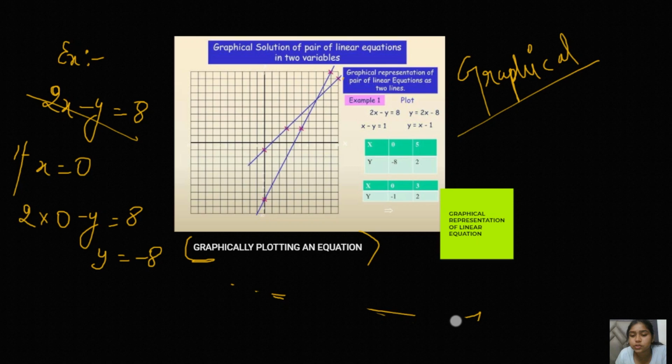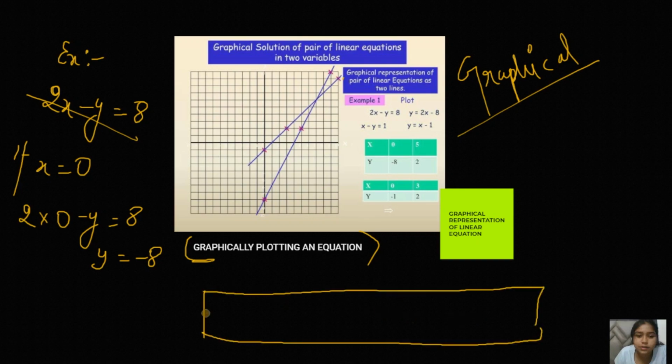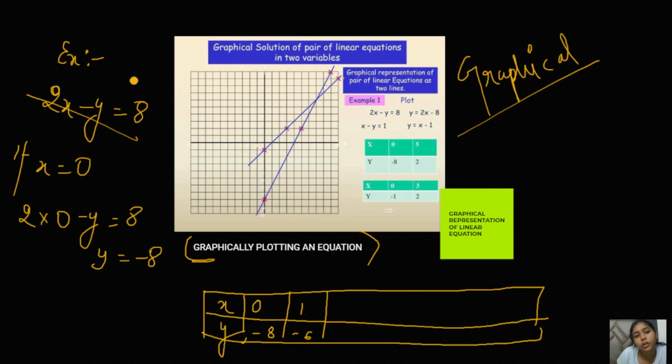Yeah, this is a table. We'll just divide this table in two parts. The first part will obviously be the value of x and the second will be the value of y, right? So for x equals 0, we'll get minus 8 as the value of y. If we put x equals 1, then we'll get y equals minus 6. If we put x equals 2, then we get y equals minus 4.